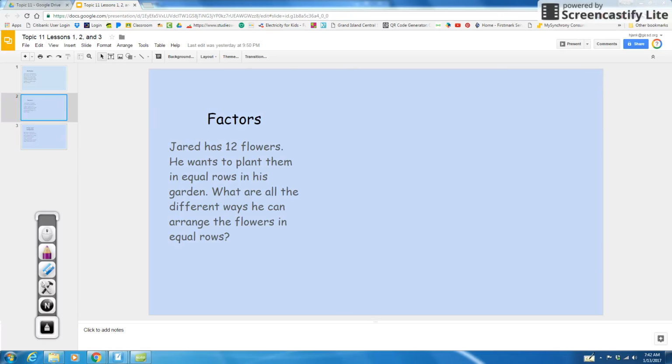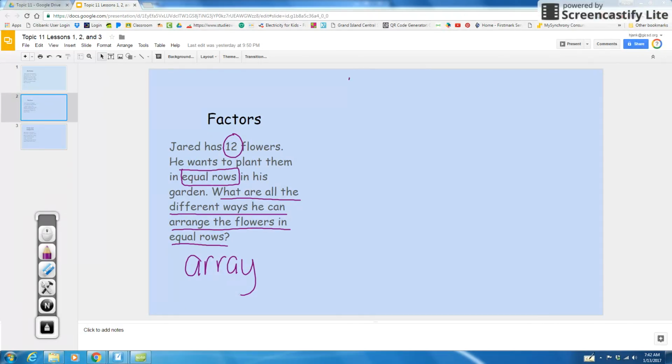So here's our word problem to help us with our factors. It says Jared has 12 flowers, okay? He wants to plant them in equal rows. I'm going to box that in his garden. What are all of the different ways he can arrange the flowers in equal rows? And I want you to think of the word array here. So before I even write any numbers on the screen, I'm going to draw a few arrays.